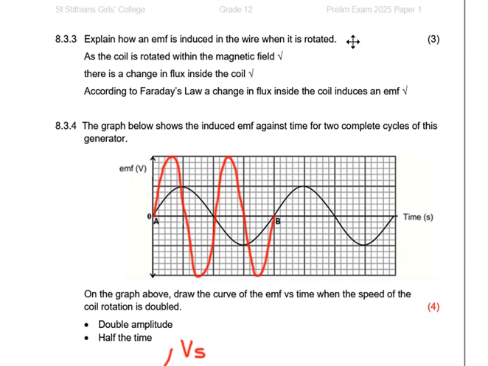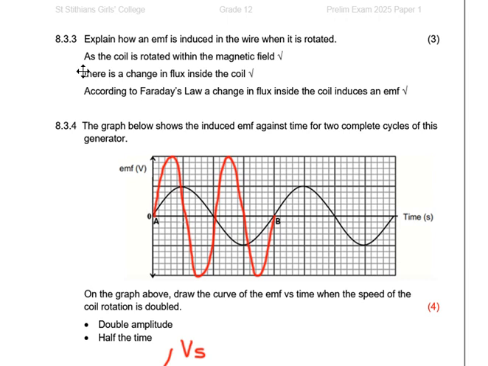So now remember, we have to be very careful with our wording here. So we first talk about the movement. So we're saying, as the coil is rotated within the magnetic field. So we focused on the movement first, and it's the coil that's being rotated in the magnetic field. We're not just rotating it in the air. It has to be in the magnetic field or nothing would happen.